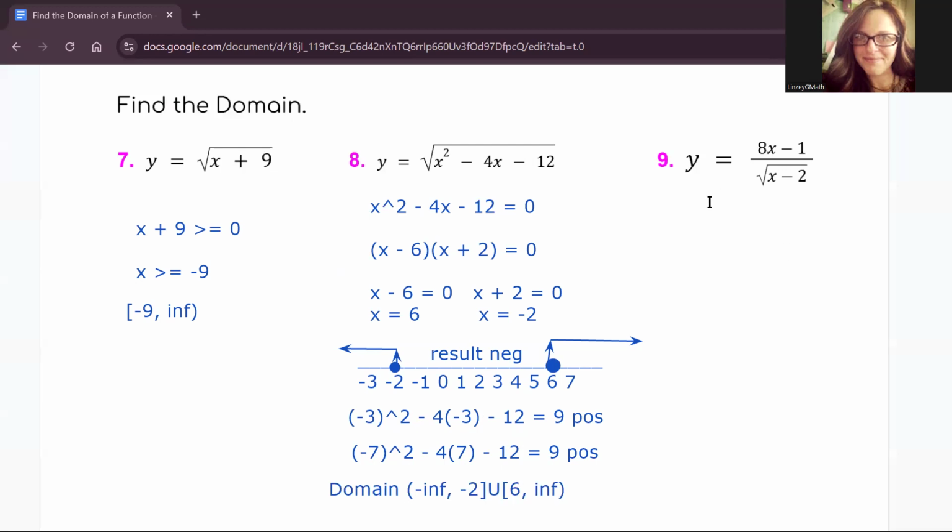And number 9, we can't have 0 in the denominator. We want to make sure that we're taking the square root of positive numbers greater than 0. So we'll set x minus 2 greater than 0 and solve. And our domain is all numbers greater than 2. So we cannot include 2. That'll give us 0. So 2 to positive infinity is our domain. And the last two.